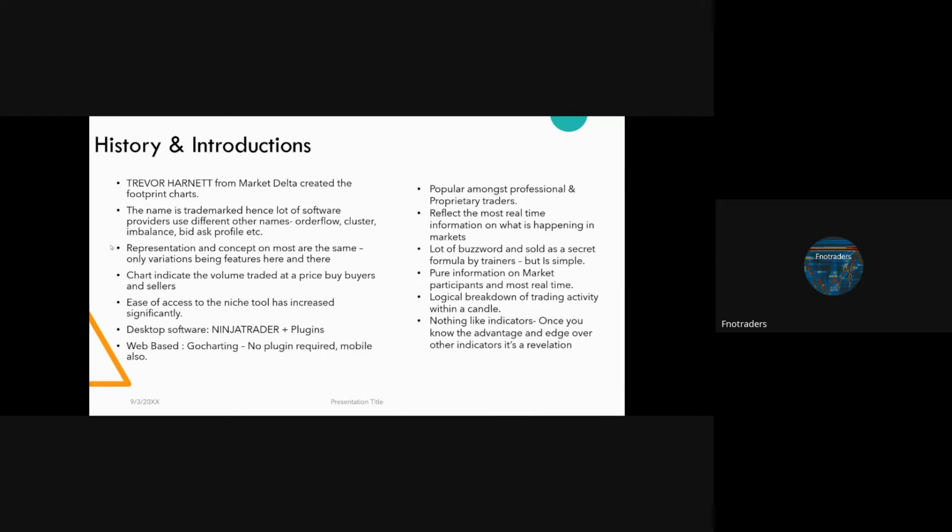Okay, fine. So a quick overview of what footprint charts and order flow charts are. I think we have covered that in the past, but I'll just quickly give an overview for people who are new to this concept, so that there's a general understanding of what we are going to cover.